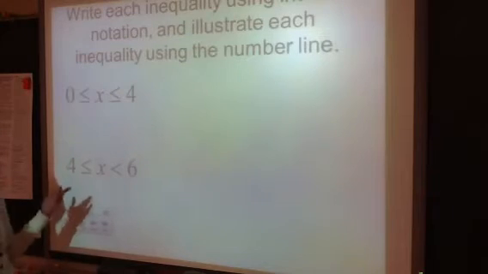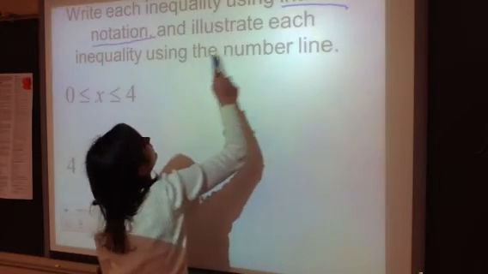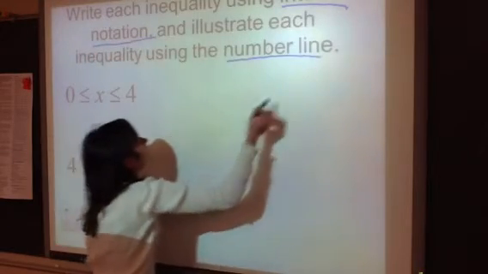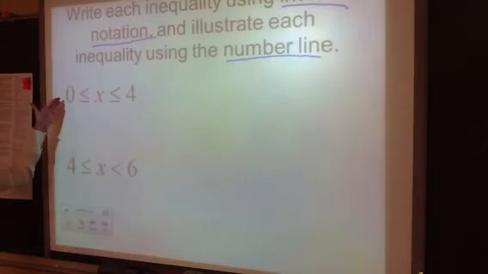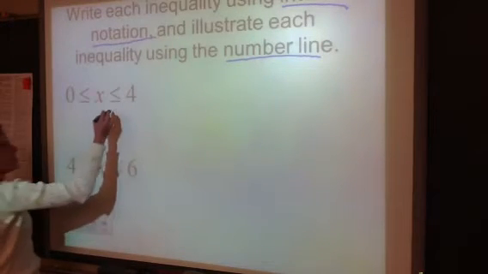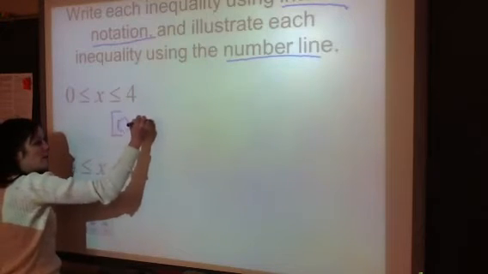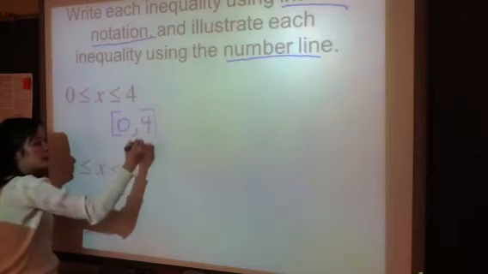So on these ones, it wants us to write it in interval notation and graph it on a number line. So we have 0 is less than or equal to x, which is less than or equal to 4. So that tells us equal to is a bracket. We're going to go 0, comma, 4, bracket.